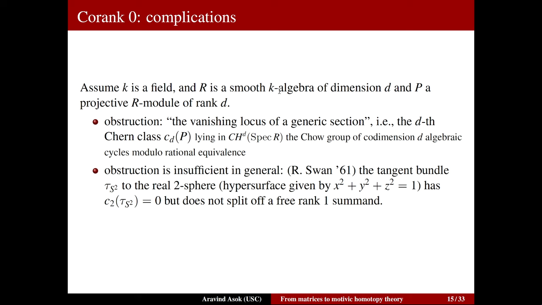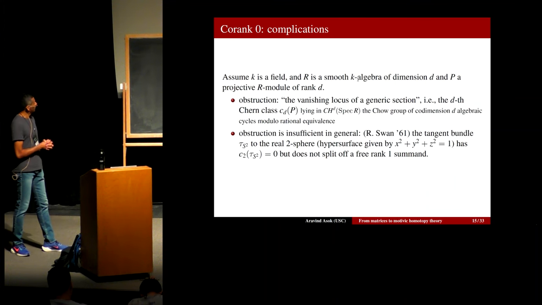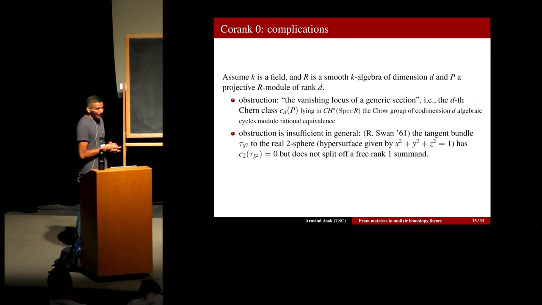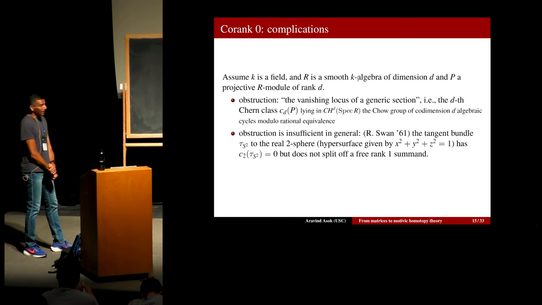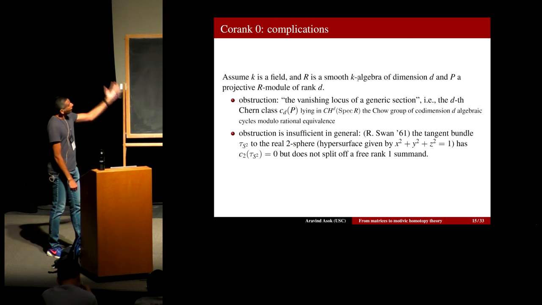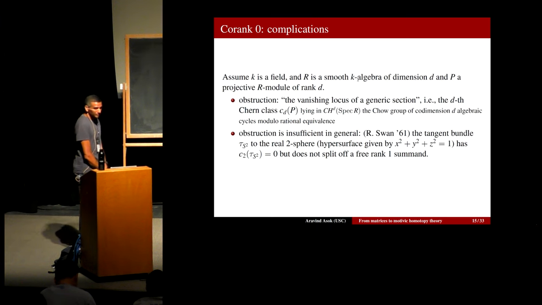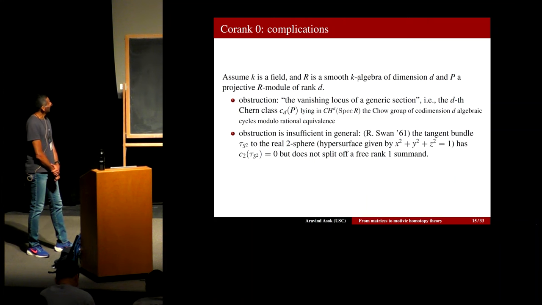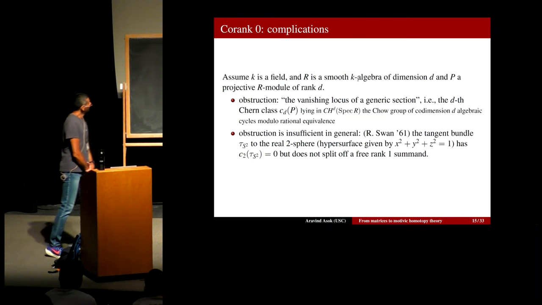All right, so in topology, this obstruction was sufficient. If I looked at this cohomology class Poincaré dual to a generic section, then its vanishing allowed me to characterize when there was a nowhere vanishing section. And it's very explicit in this example that Swan wrote down that you can compute these obstructions, and unfortunately, they aren't sufficient to guarantee existence of a nowhere vanishing section. So if I look at the real two-sphere, the affine variety given by the defining equation of the two-sphere, you can look at the tangent bundle for this thing. It's a well-defined algebraic object, and you can compute a second Chern class, and you can see that it vanishes, but there is a topological reason why this can't split off a free rank one summand.